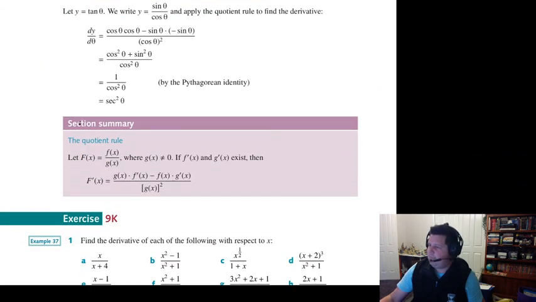I would definitely be writing out this quotient rule, fun summary notes in your fun booklets. Cool, smash through that, 5 minutes, record time.